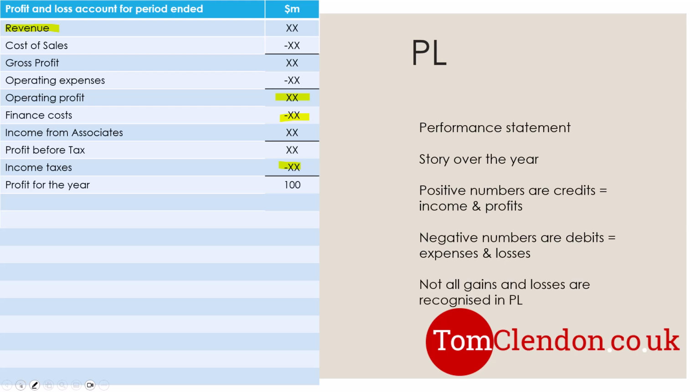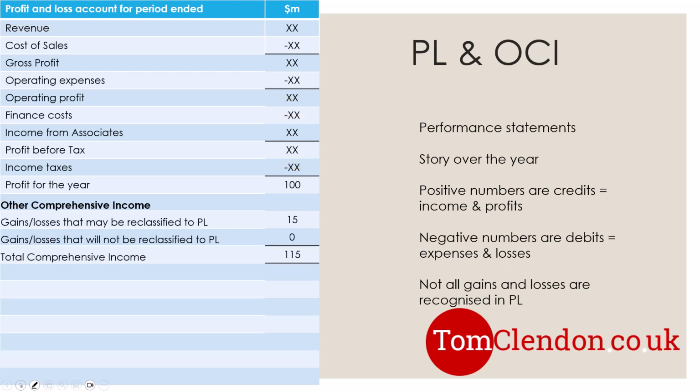And one of the big things that I want you to be aware of is that not all gains and losses are recognized in the P&L. So that is an incomplete picture of the financial performance of the business. Because in addition to the trading, in addition to the realized profits that have gone through the P&L, you can have gains and losses that go directly to equity because they're low quality, because they're one-off, because the accounting standard requires you to do so.